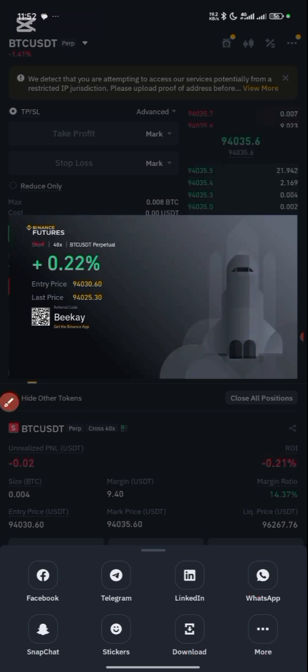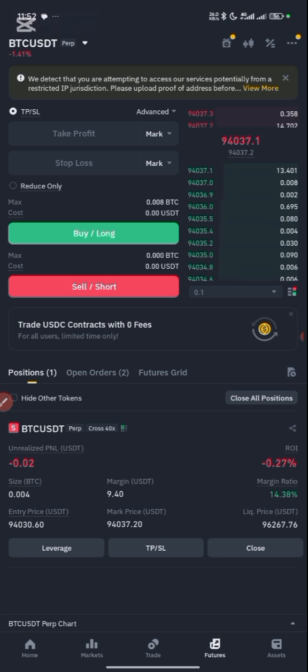Let's wait. As you can see, our trade is now in negative. That means the trade is going against us. So this is your ROI. This is your unrealized PNL. That means the profit you are making is unrealized because you've not taken profit here yet. Okay, so that's just about that. Let's go to how you can take profit.